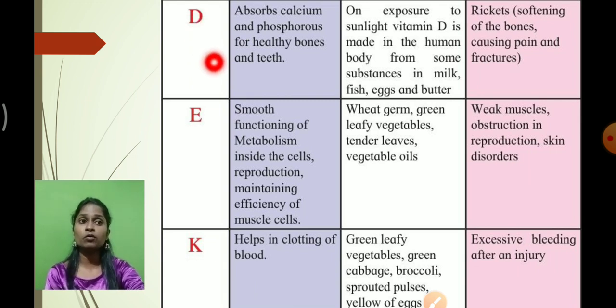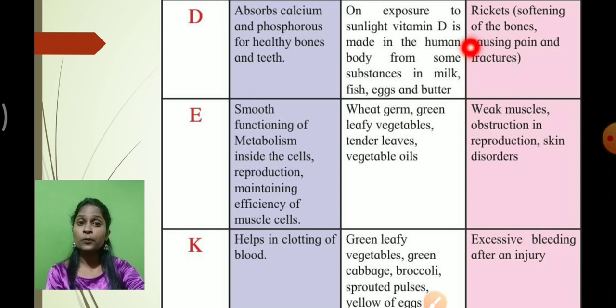Vitamin D, what is its function? Vitamin D absorbs calcium and phosphorus for good bones and teeth. And exposure to sunlight for vitamin D is very helpful for our body. We will get it from milk, fish, egg, butter, etc.